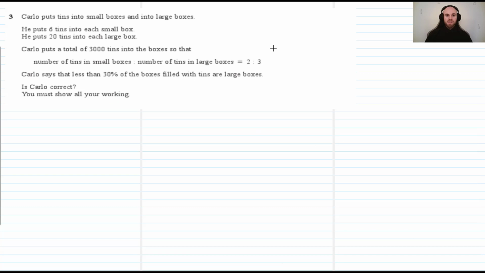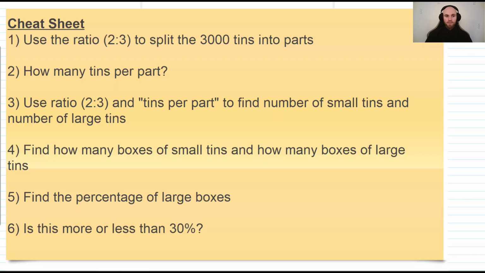Question 3, Carlo puts tins into small boxes and into large boxes. He puts 6 tins into each small box. He puts 20 tins into each large box. Carlo puts a total of 3,000 tins into the boxes so that the number of tins in small boxes to the number of tins in large boxes are in the ratio 2 to 3. Carlo says that less than 30% of the boxes filled with tins are large boxes. Is Carlo correct? You must show all your working.